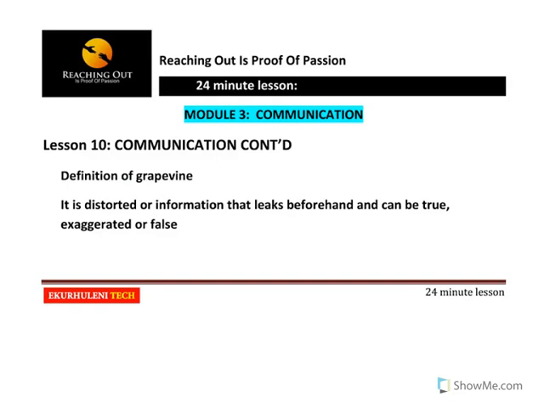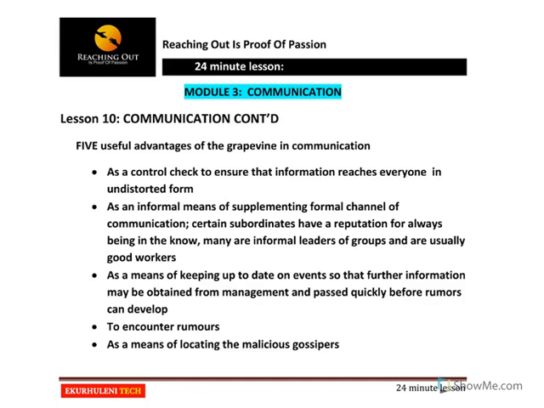As you go through this definition again, I will encourage you to master this definition. The next definition that I will encourage you to know is the definition of a grapevine. What is a grapevine? Grapevine is the distorted information that leaks beforehand. It can be true, it can be false, or it can be exaggerated. Usually, management prefers or they like to use the grapevine. Now, let us move on to look deeper in the grapevine. Let us look at the 5 advantages of the grapevine in communication. As I said, most of the time the grapevine is used by management, hence you see that it has got some advantages. So let us look at the advantages of the grapevine.